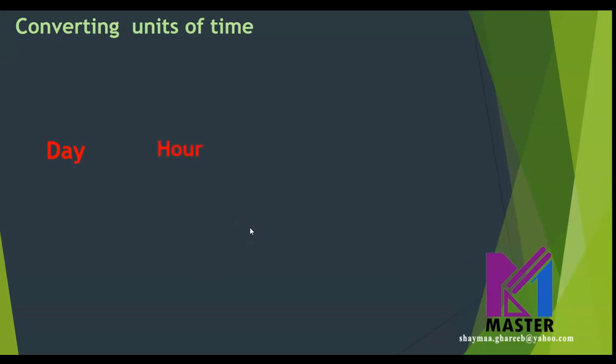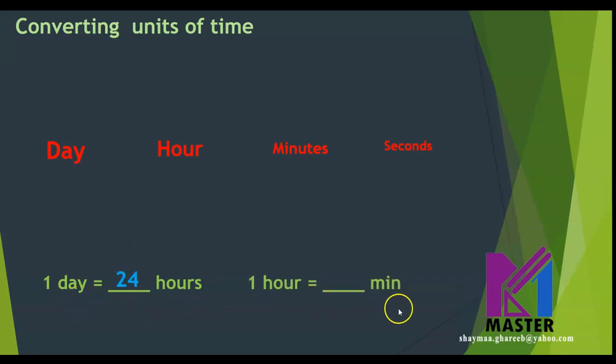We have the day, hour, minutes, and seconds. And the biggest unit is the day here, then the hour, then the minute, then the second. How many hours are there in 1 day? We said there are 24 hours in 1 day. And how many minutes are there in 1 hour? There are 60 minutes in 1 hour. And how many seconds are there in 1 minute? We have 60 seconds in 1 minute.